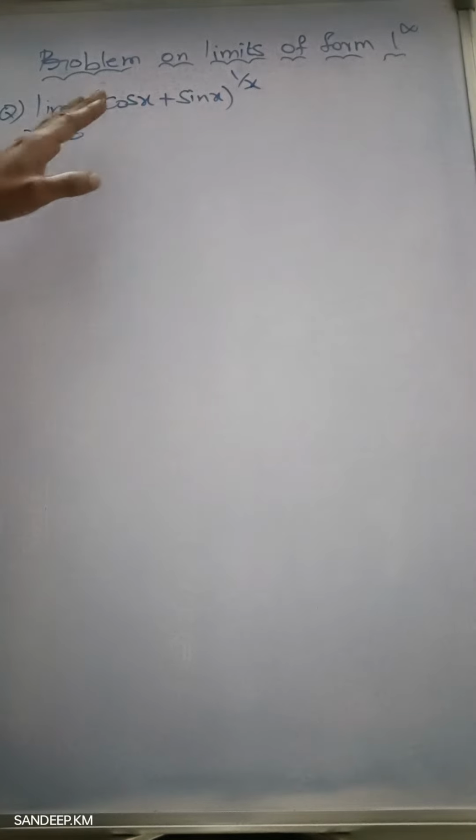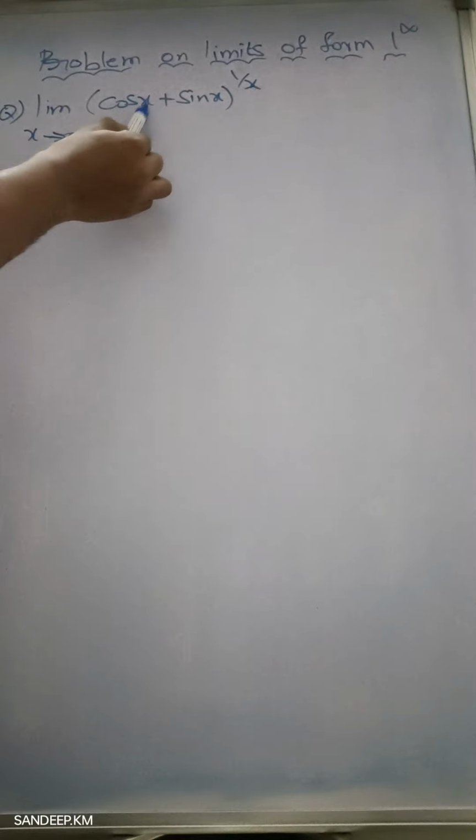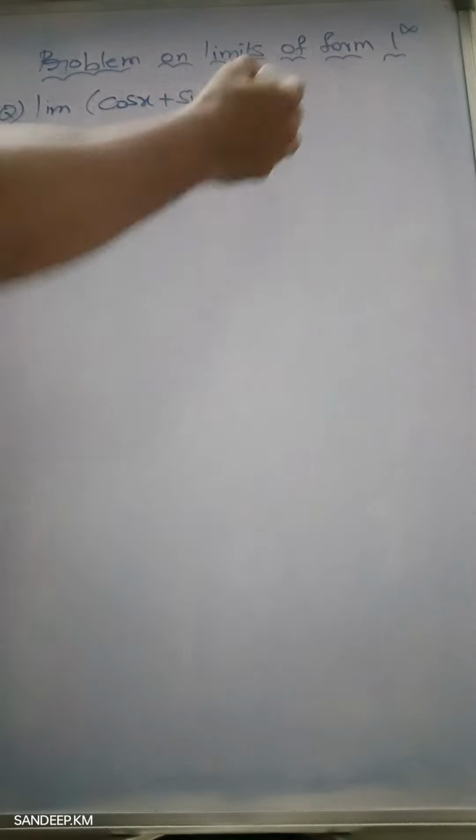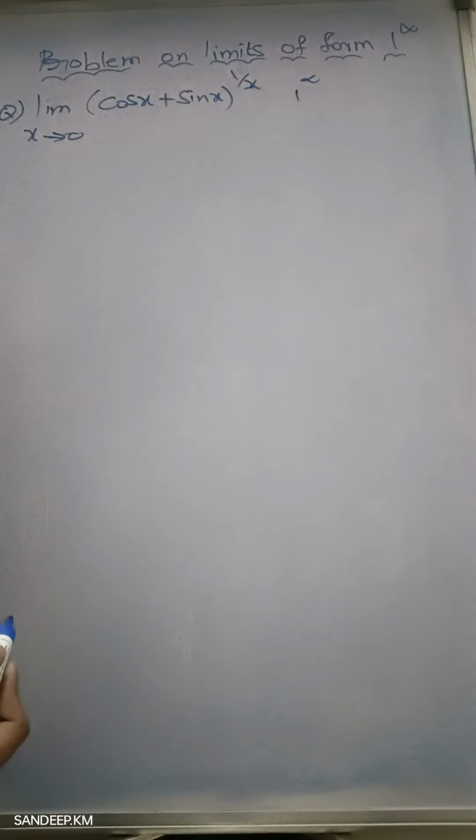Here is a question on limits of the form 1 power infinity. If you substitute x as 0, I'll get cos 0 plus sin 0, whose value is 1, power 1 by x, where 1 by x is approaching infinity. So it is a 1 power infinity form. And we already know how to solve limits of the form 1 power infinity.